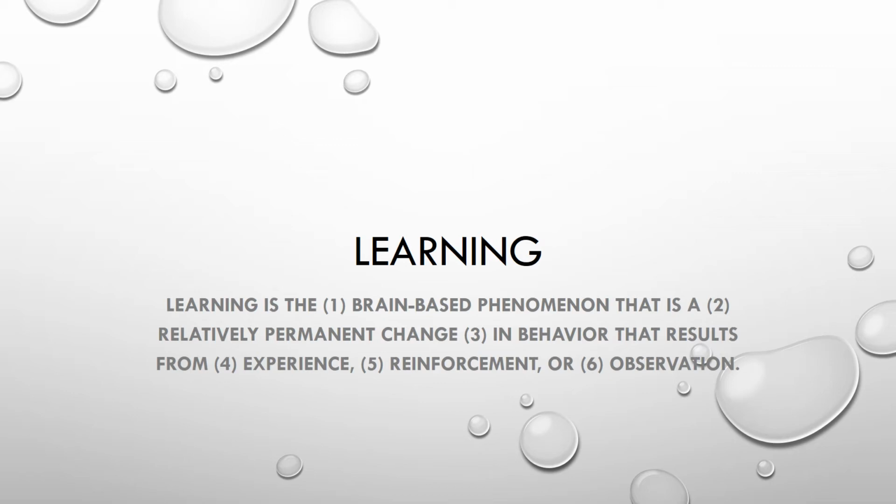So the next chapter is on learning and memory. We'll do them both separately though. Learning is the brain-based relatively permanent change in behavior that results from experience, reinforcement, or observation. The last three words, experience, reinforcement, or observation, are the three main schools of learning, which include classical conditioning, operant conditioning, and social learning theory.